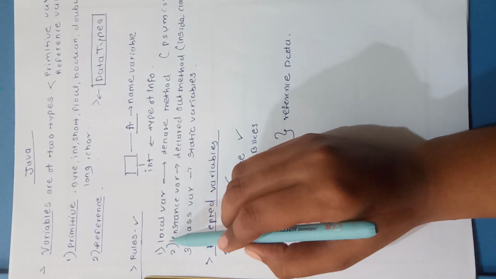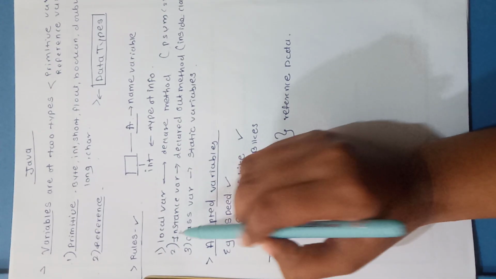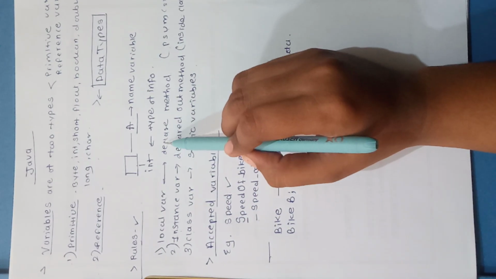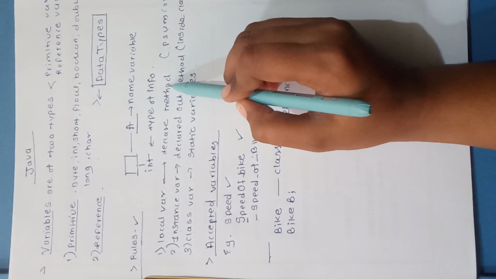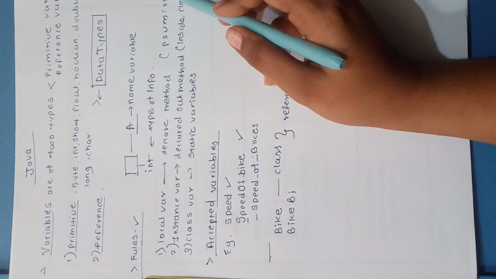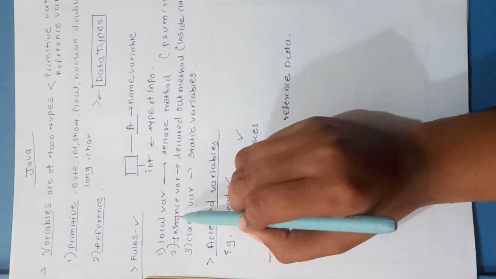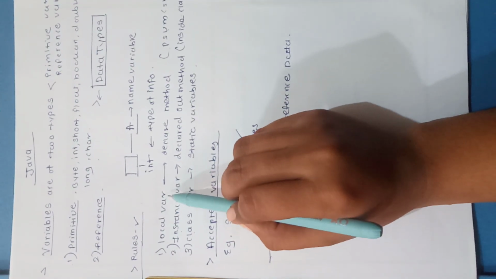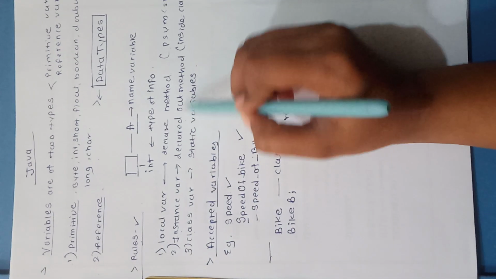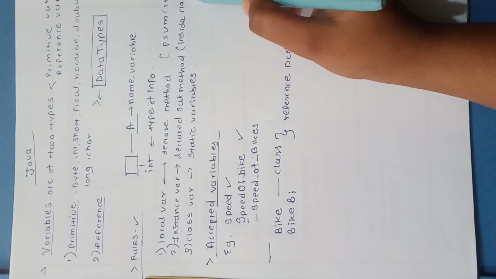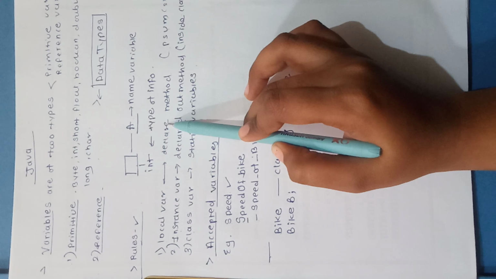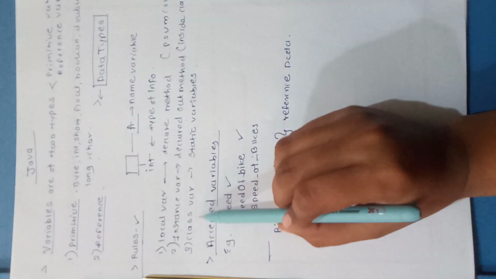Variables are of three types: local variables, instance variables and class variables. Local variables are declared inside the method only, that is, inside public static void main String args. This is our main method, and inside it the local variables are defined. Second is the instance variable, declared outside the method but inside the class. Remember, local is inside the method and instance is outside the method.